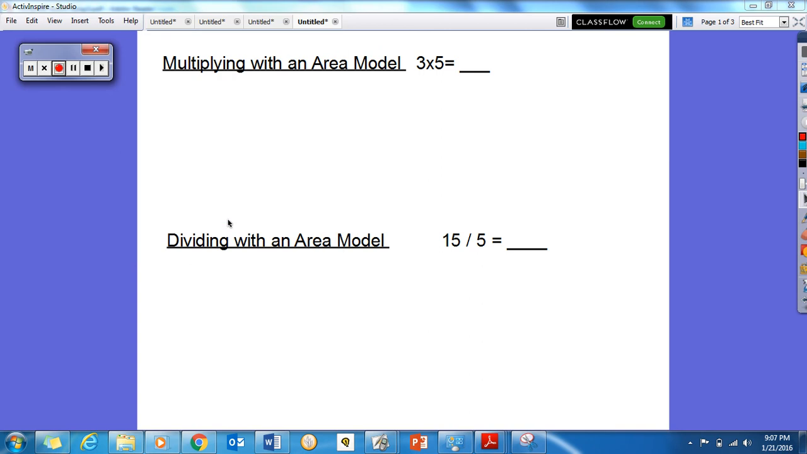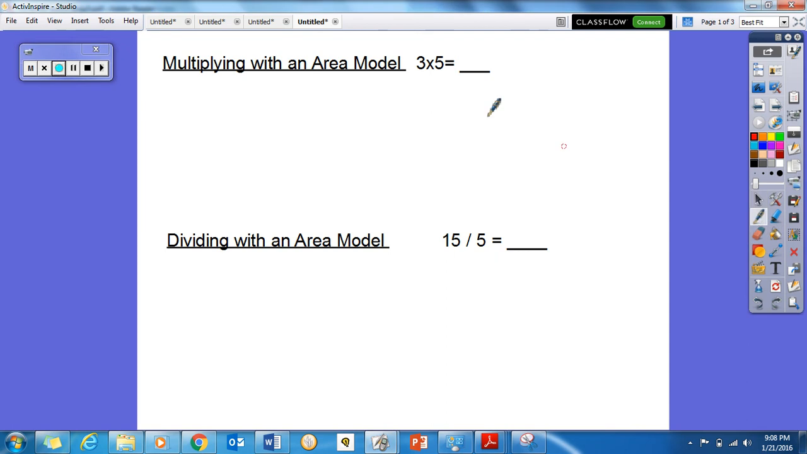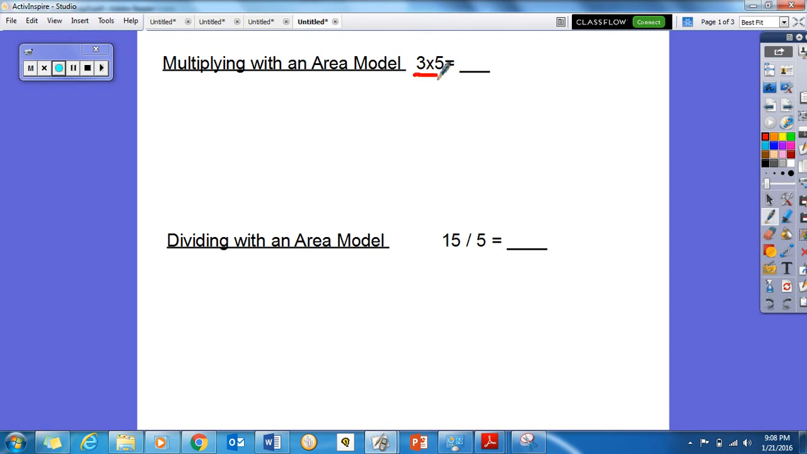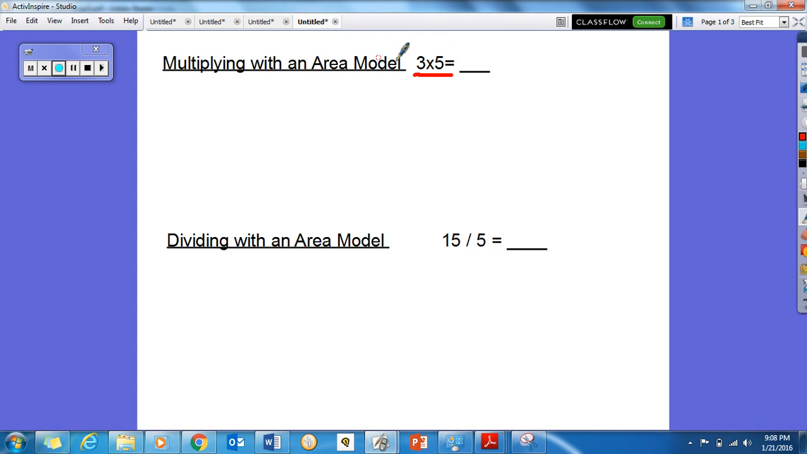Alright, boys and girls, the last lesson we're going to learn today is how to find equations with an area model. But again, first, let's remember how to multiply with an area model and how to divide with an area model. So, just like the last videos, the first one we're going to multiply is 3 times 5 equals blank. When we do an area model, we know that the first number is how many down we're going to do, and the second number is how many across we're going to do.